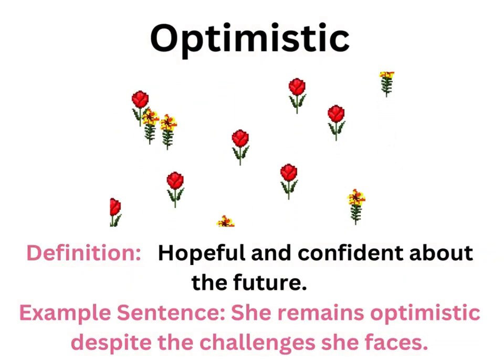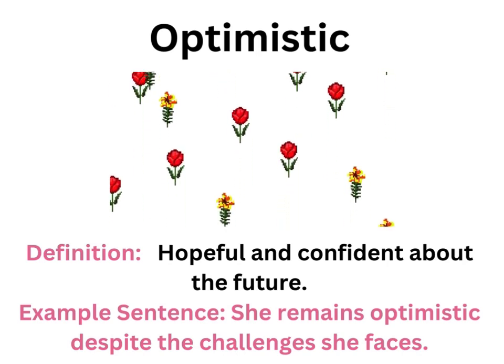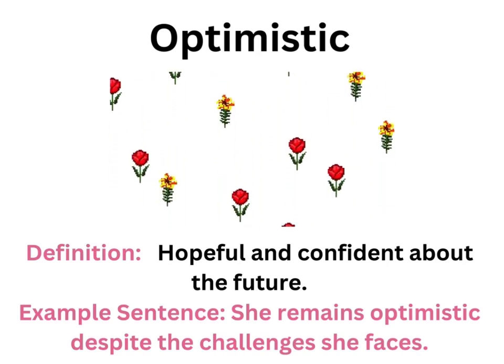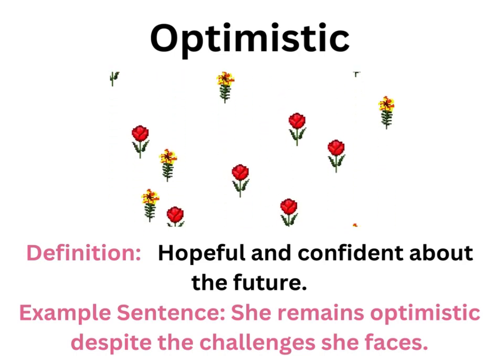Word: optimistic. Definition: hopeful and confident about the future. Example sentence: she remains optimistic despite the challenges she faces.